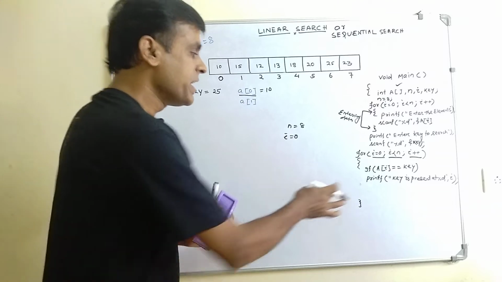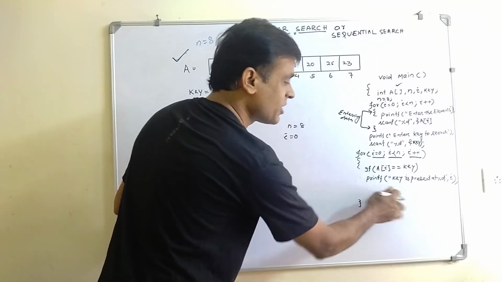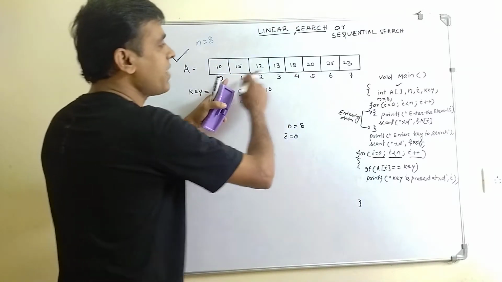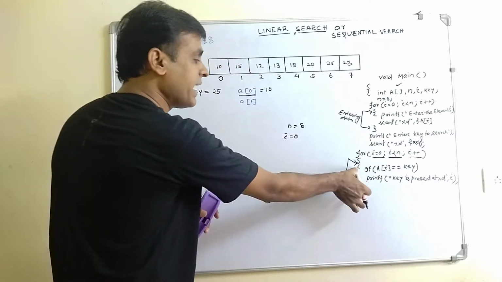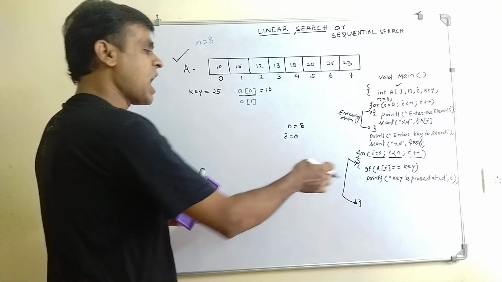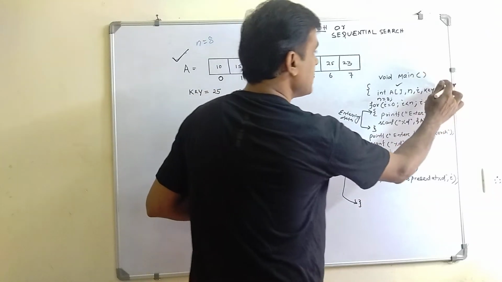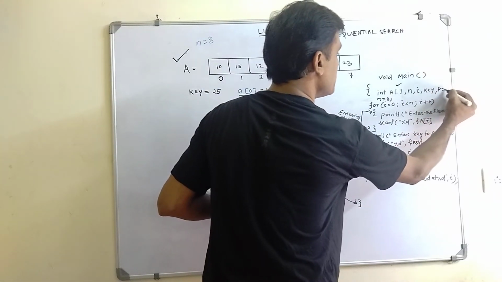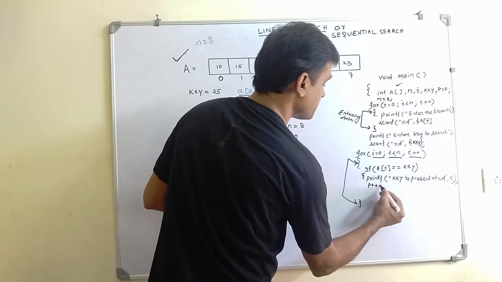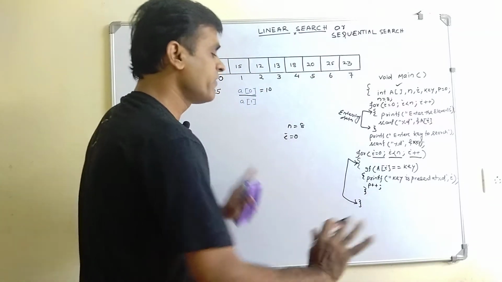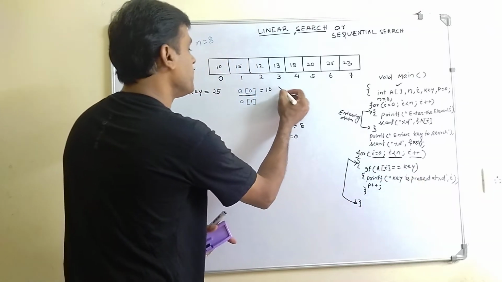So what I did here: if my element is not present at the first index, can I write here else element is not present? No, because we have to travel up to the end. So this is my for loop for traversing, and up to the end I have to search. I searched each and every element, and here I have taken another variable, suppose p is equal to 0, and if the element is present then p plus plus. Everything over.